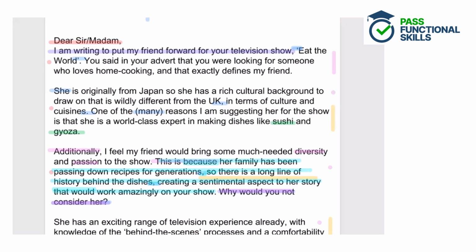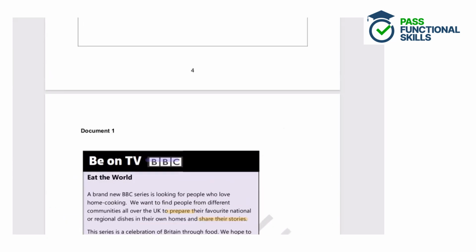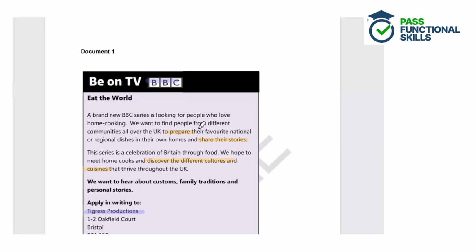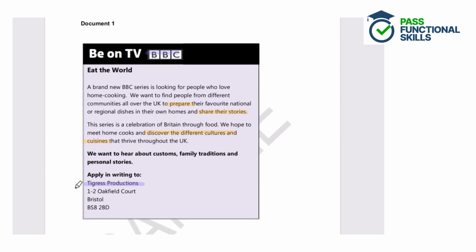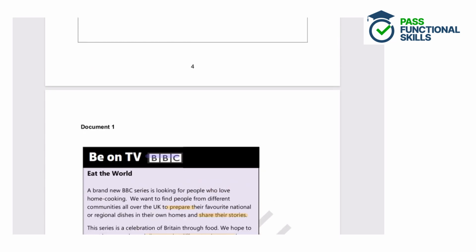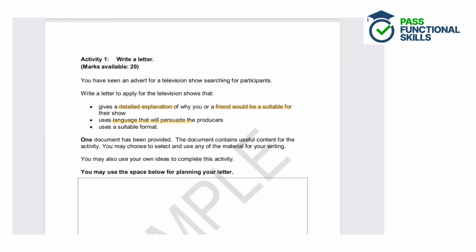So overall, this is a really effective answer to the question. It addresses all of the points that we were given, and it includes things about preparing dishes, sharing stories, and discovering different cultures and cuisines. It's been addressed to the correct person, so we've used that address there to apply in writing. We've also adapted to the purpose by giving a detailed explanation of why a friend would be suitable for the show, and we've used persuasive techniques such as rhetorical questions in the answer as well.